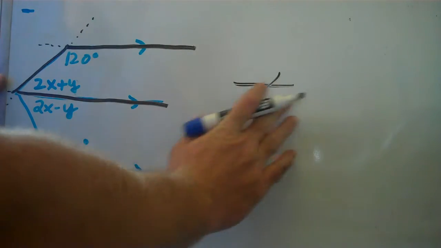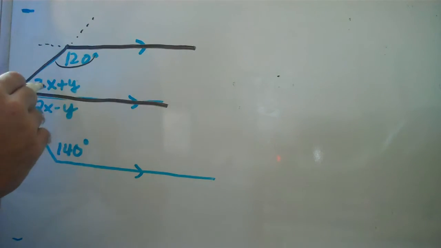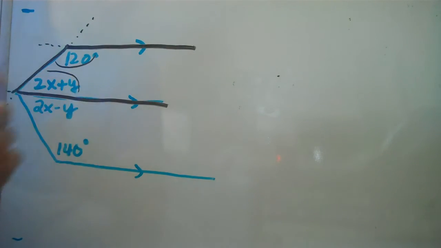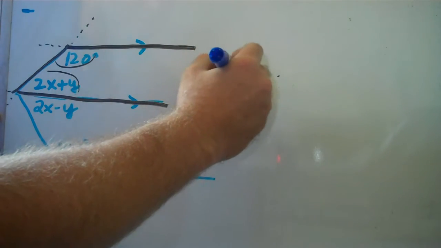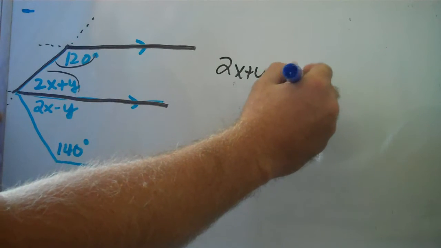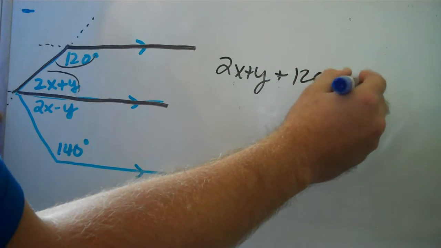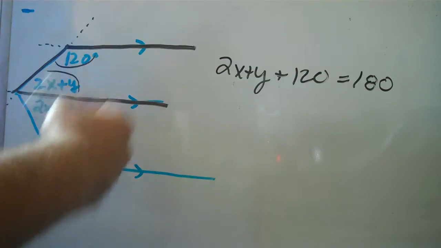Alright, and then hopefully you can recognize that this angle of 120, and this angle here of 2x plus y, they are same side interior angles. And our theorem from class tells us that same side interior angles are supplementary. So we'll take those two expressions, 2x plus y plus 120, and set that equal to 180. Because we know that those two things are supplementary.